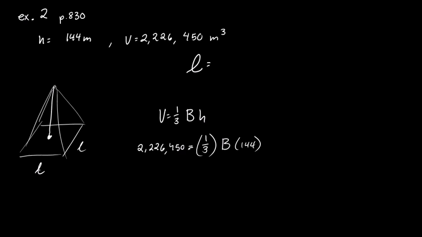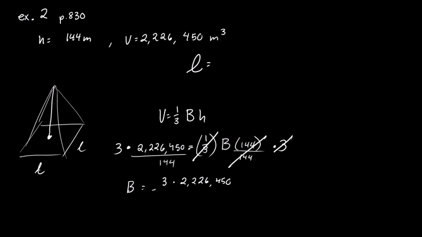So that means I can go ahead and divide each side by 144 to move that number. And that'll get rid of that. And I can multiply each side by 3 to get rid of the 1/3. Alright, so the area of my base is equal to 3 times 2,226,450 over 144. And that is going to come out to 46,384. Alright, that's the area of my base.